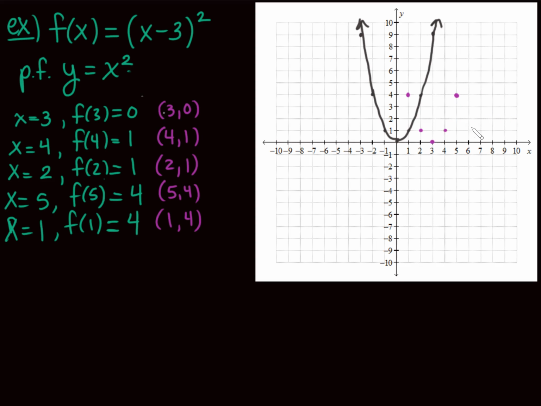If I put in 6, I think then I'm up at 9. If I put in 1 to the left of 1, I get 0. If I put in 0, I'm up at 9 also. So I get something that looks like this. Again, it's a parabola. I know it's going to have the same general shape as my parent function.